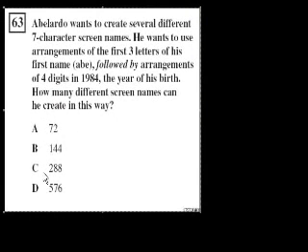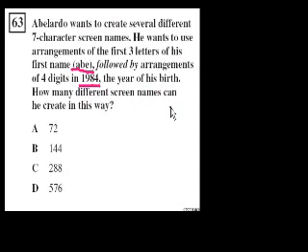I've copied it, and now I have pasted it. All right. Let me try with the larger pen. Abelardo wants to create several different 7-character screen names. He wants to use arrangements of the first 3 letters of his first name, Abe. That's why they made his name Abelardo. Followed by arrangements of the 4 digits in 1984, the year of his birth. How many different screen names can he create in this way?